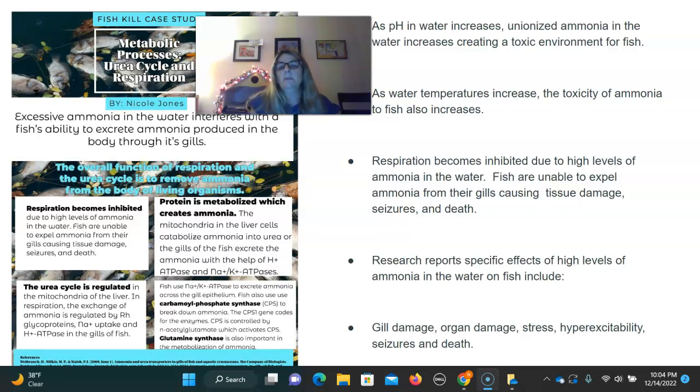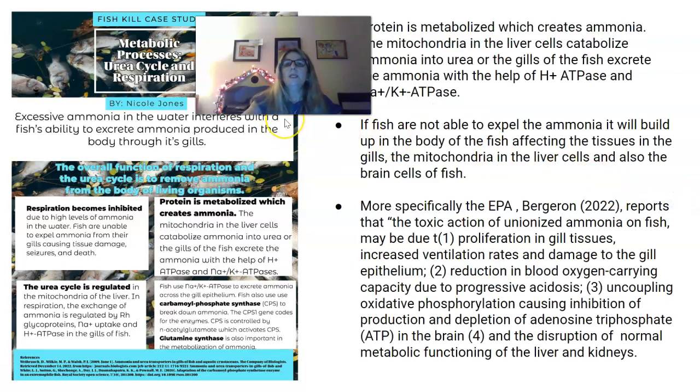The respiration becomes inhibited due to high levels of ammonia in the water. Fish are unable to expel ammonia, causing tissue damage, seizures, and death. And research reports specific effects of high levels of ammonia in the water in fish include gill damage, organ damage, stress, hyperexcitability, seizures, and death.